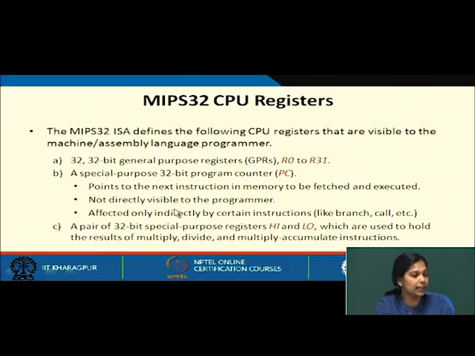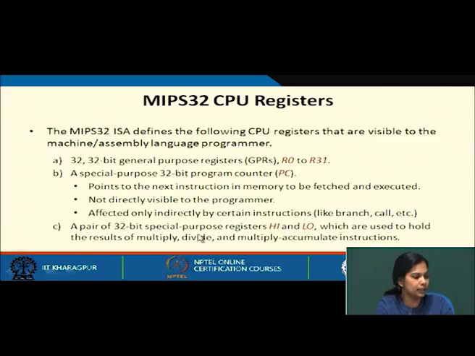Now, this is not directly visible to the programmer and it is only affected by certain instructions. When it is affected, you think of a branch instruction, you think of a call. When you are going to a branch, then PC must be loaded with the branch address. You have to calculate the branch address with an offset and then you have to go and execute that.